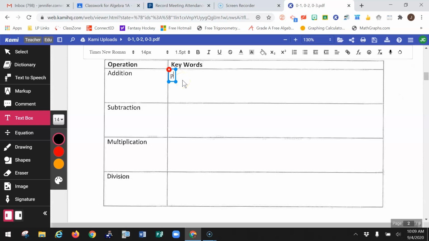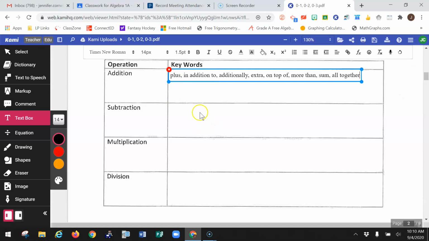So some key words that you could look for: plus, in addition to, additionally, extra, they're charging extra, or on top of. So you have a fee on top of another fee, more than, some, altogether, and I could go on, but you get the point. So anything that indicates that you're going to be adding, you're going to be putting two things together.